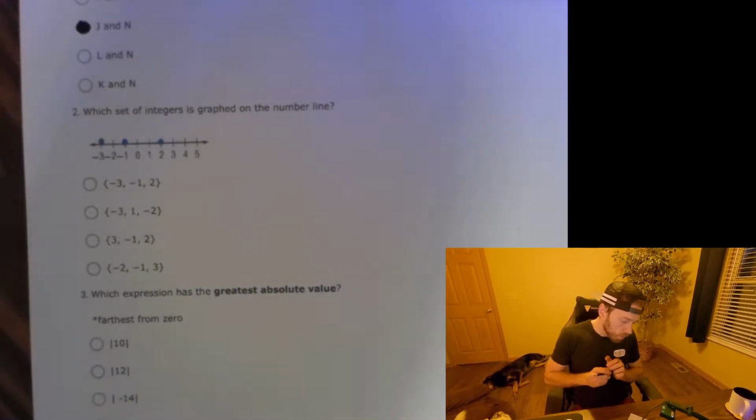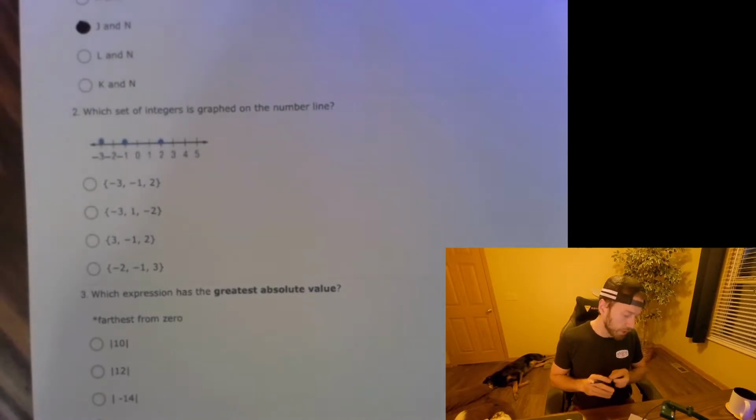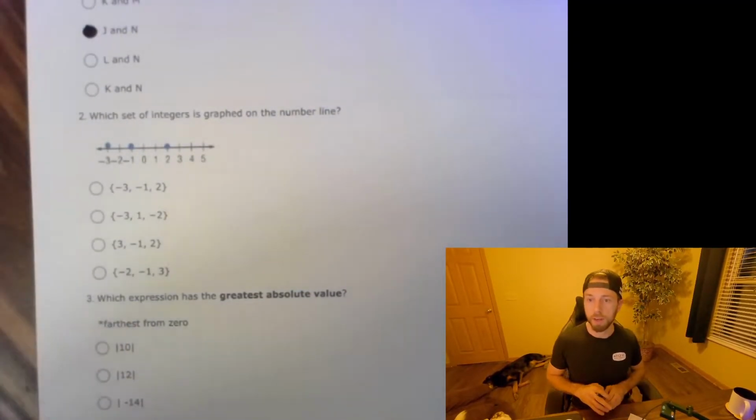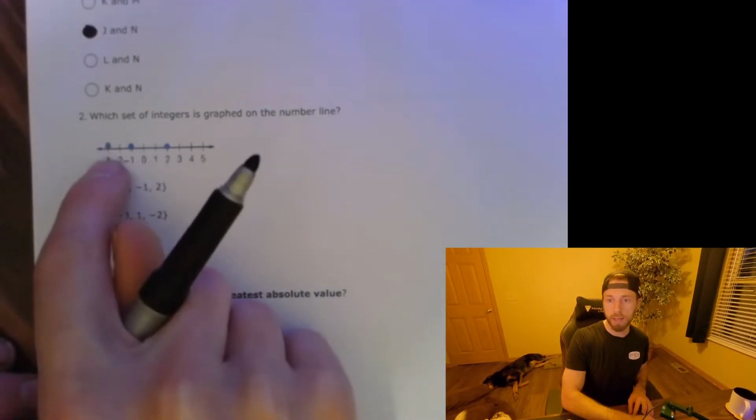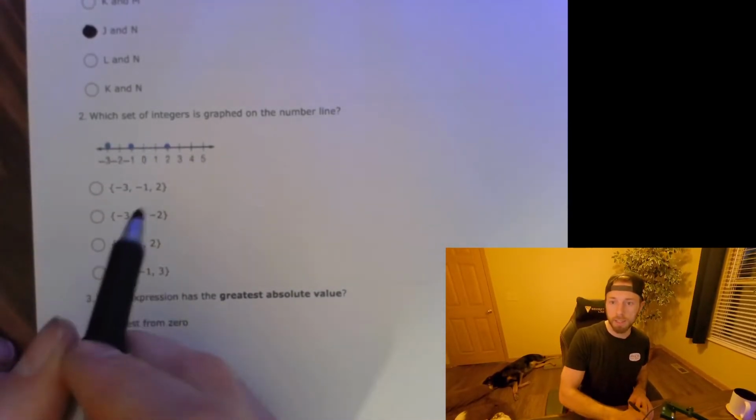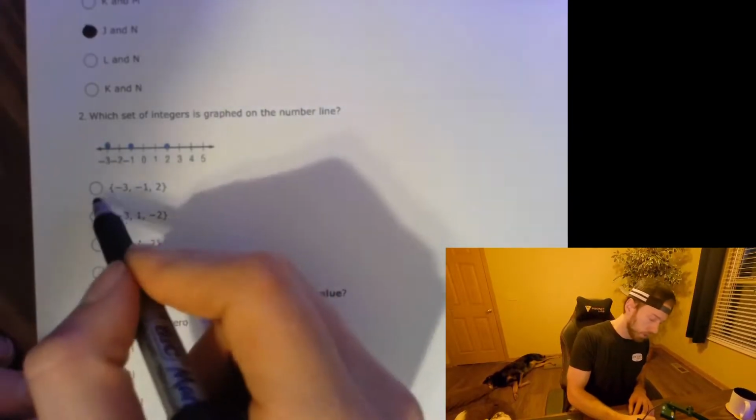Number 2. Which set of integers is graphed on the number line? We're just looking for the numbers that you see plotted here, right? And that is -3, -1, and 2.